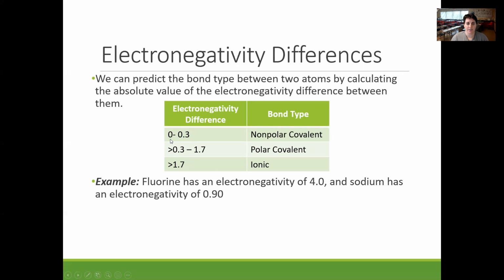If the electronegativity difference is 0 to 0.3, it's non-polar covalent. If it's 0.3 to 1.7, it's polar. And if it's more than 1.7, it is ionic.